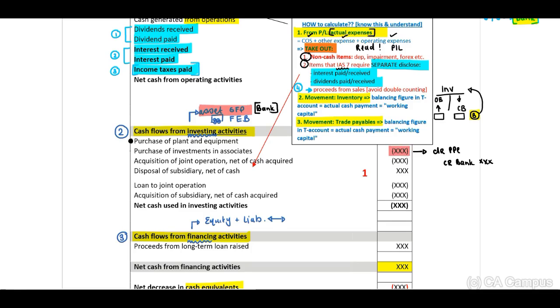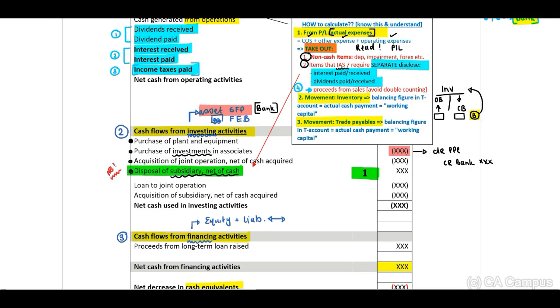Or there can be a purchase of investments in associates, acquisitions, disposal of subsidiaries, net of cash, loans to entities, and so forth. Guys, you need to look at the assets section of your statement of financial position. Very important with subsidiaries, and please make a note about this one. If there are disposals or acquisitions of subsidiaries, you need to include a separate note.